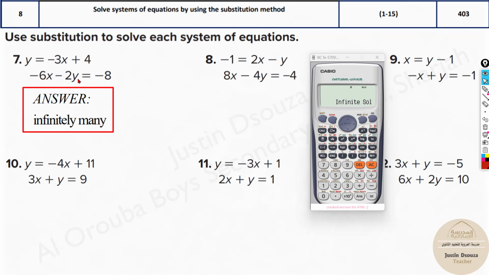But what if you got a math error? Because many of you might have got a math error. Because only in the latest model of calculator you will get this directly. Otherwise it will be a math error. Now what do we do if we get math error?